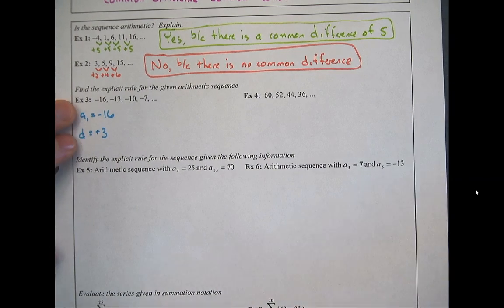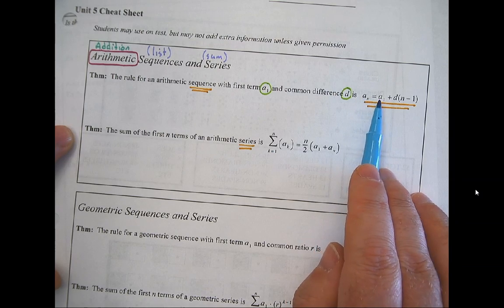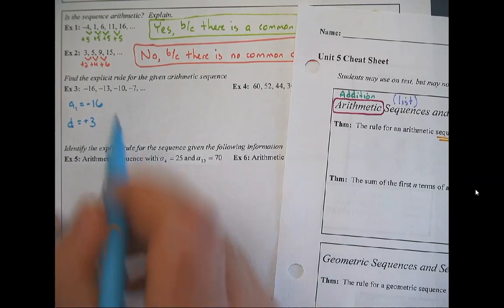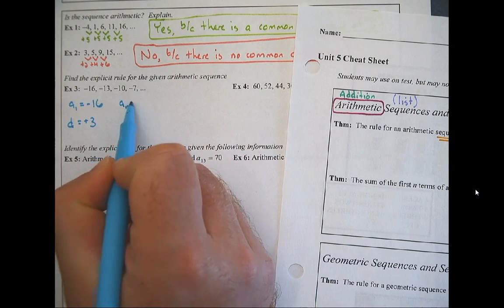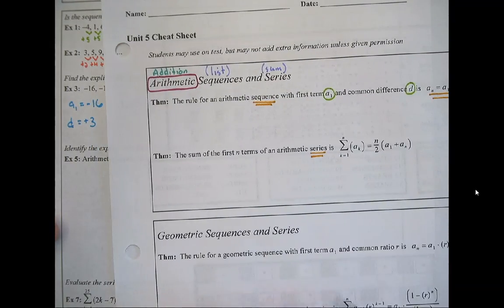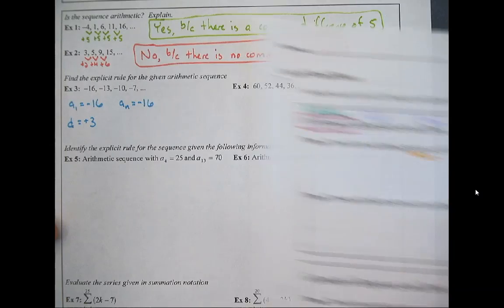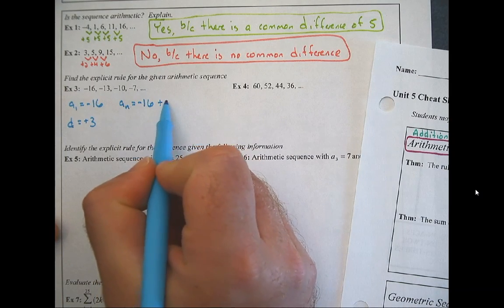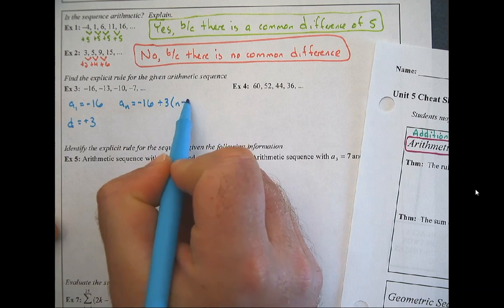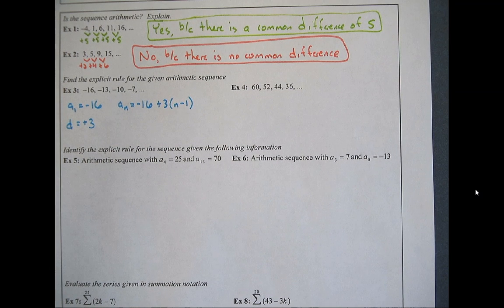Now I've got these two values. That's all I need to write my rule. a sub n equals a sub 1. So for us, a sub n equals a sub 1, negative 16, plus the difference times the quantity n minus 1. There we go. So all I did was plug and chug into the rule for an arithmetic sequence from my cheat sheet.